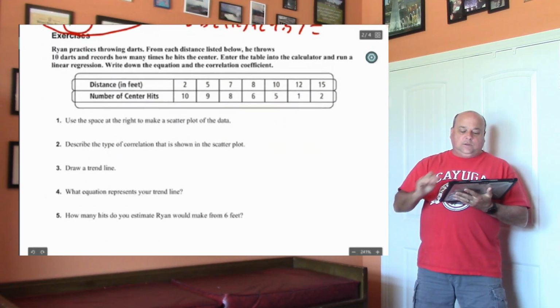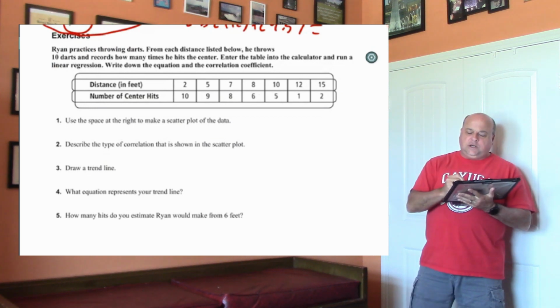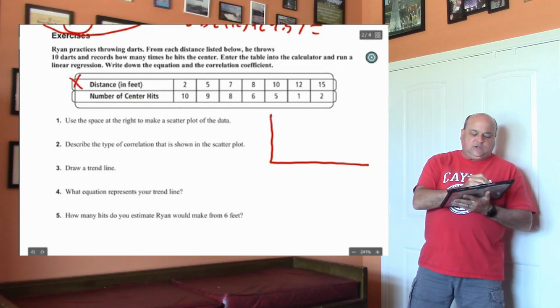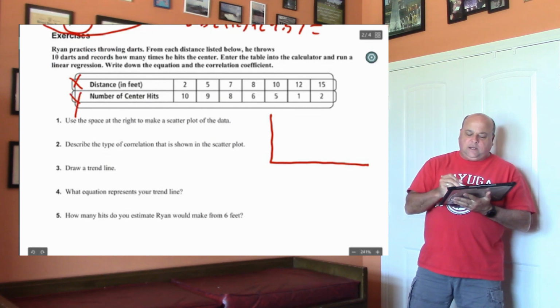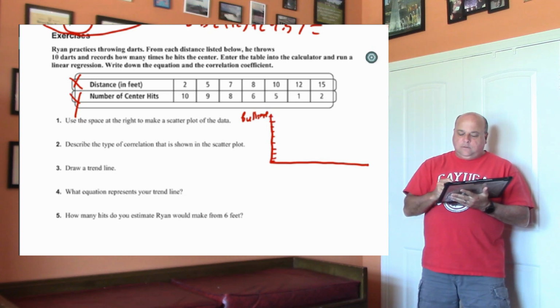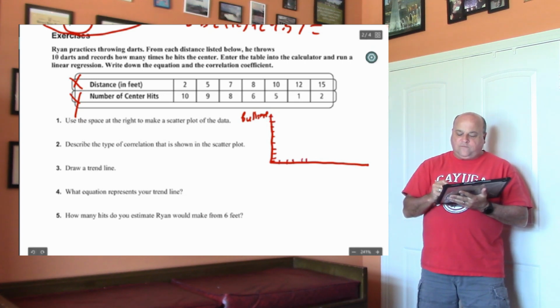Now then, let's go to the next one. Okay, so we're throwing darts real quickly. Let's just make a quick T-chart. The distance will be x, the number of hits will be y, so this will be bullseye. And notice the biggest number is 10, 9, 8, 7, 6, 5, 4, 3, 2. Okay? And then it's going to go from 2 to 15 feet. So 1, 2, 3, 4, 5, 6, 7, 8, 9, 10, 11, 12, 13, 14, 15. And this will be feet.